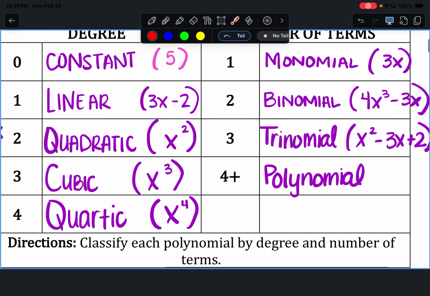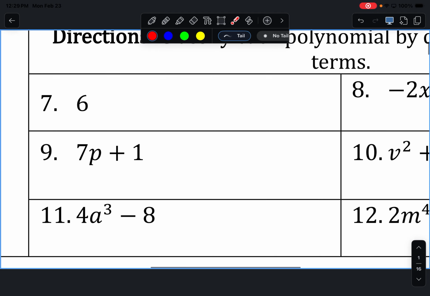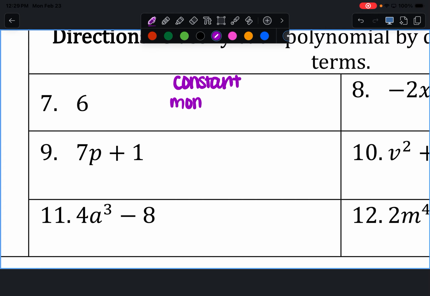Now for this next set of questions, all we're going to do is classify each one. We're going to do 3 together, and then you're going to do 3 by yourself. For number 7, if we have just 6, what is the degree of that? Constant. So it will be a constant monomial. How do you say that word? Monomial.